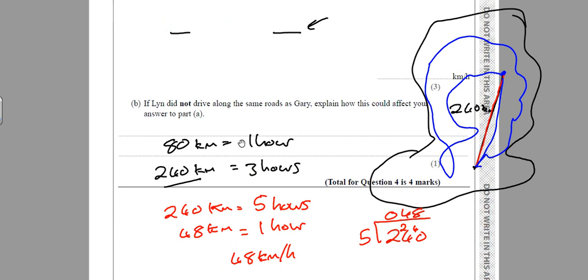So that's what you need to say. You need to say that if she didn't drive along the same route, if she drove along a route that's longer, her average speed would be greater. If she drove along roads that are less long, her average speed would decrease.